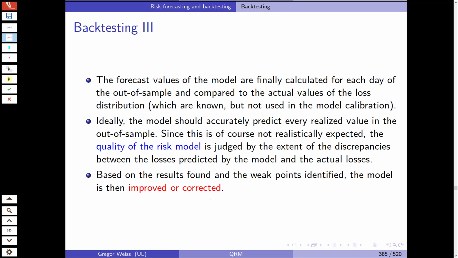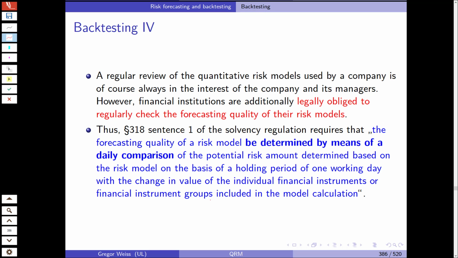And based on the results found and the weak points identified, you can then try to correct or improve on your risk model. Now, a regular review of the quantitative risk models used by a bank, by an insurance company, by an industrial company is of course in the best interest of risk managers and the CEO. However, financial institutions like pension funds, insurance companies, banks, they are obliged to regularly check the forecasting quality.